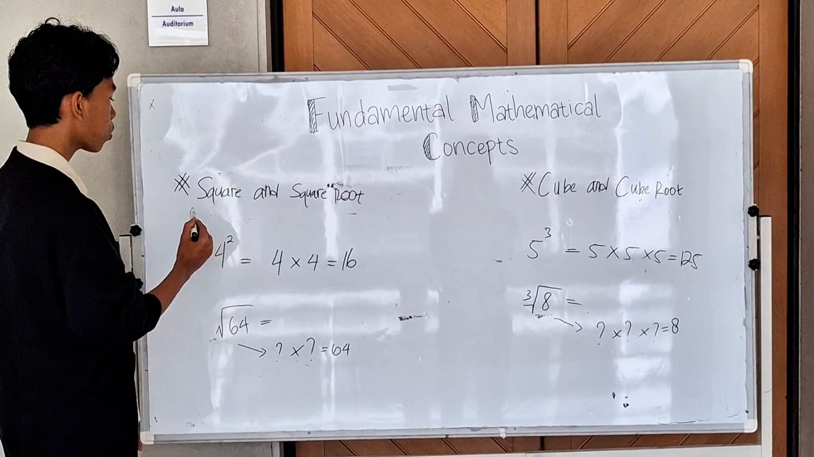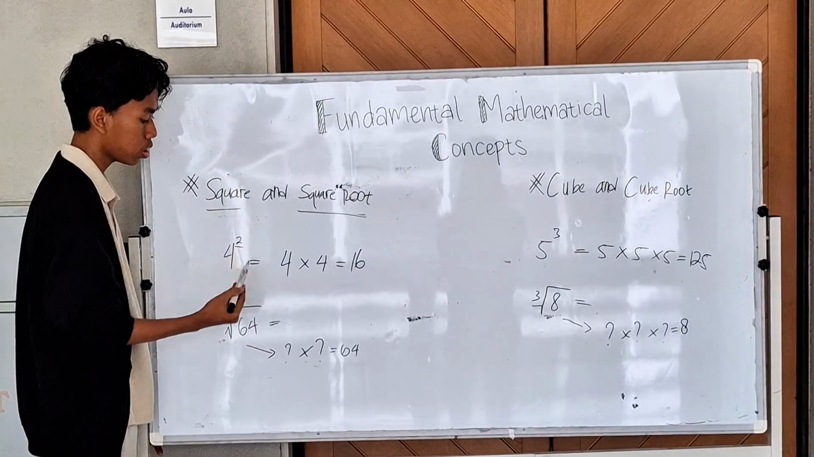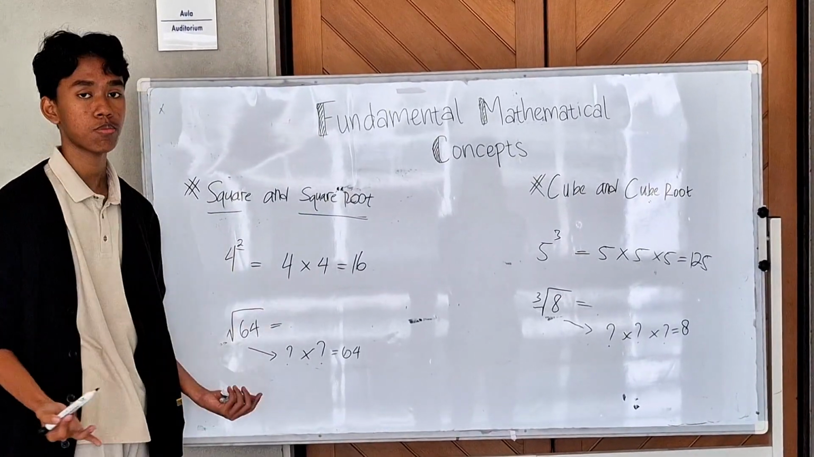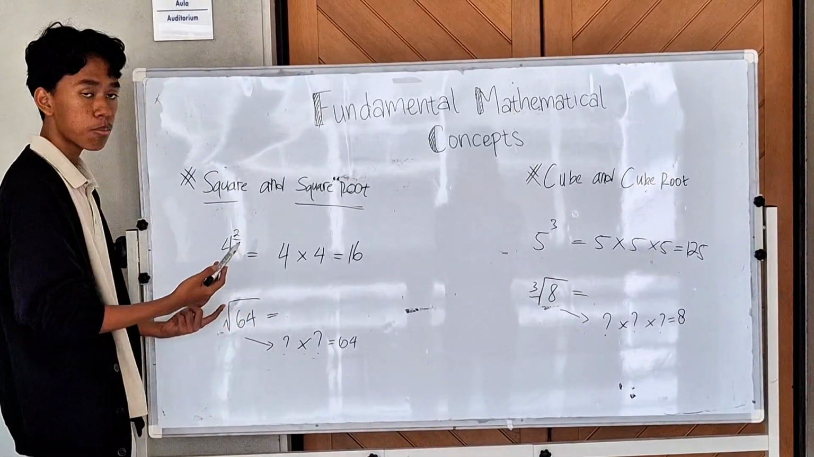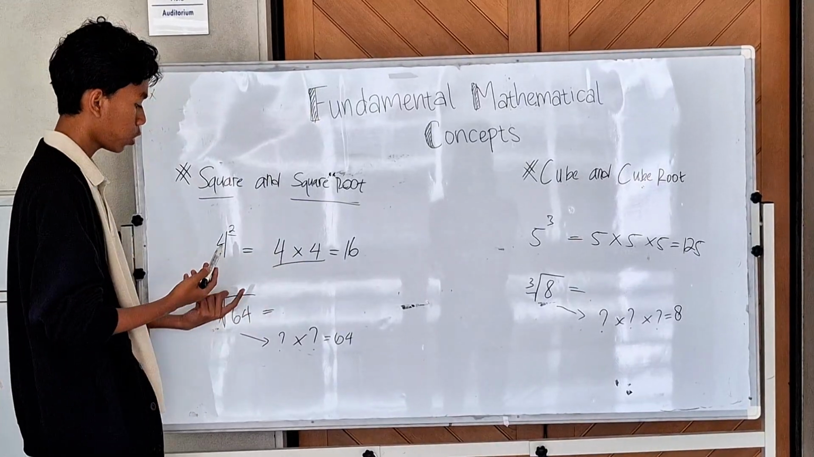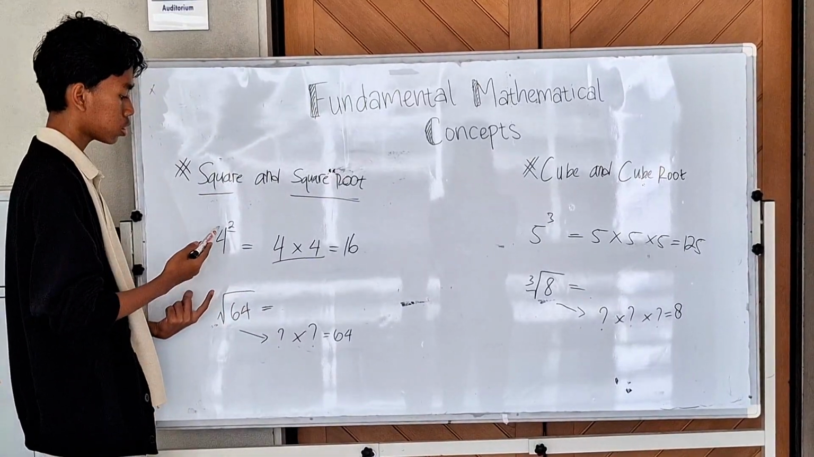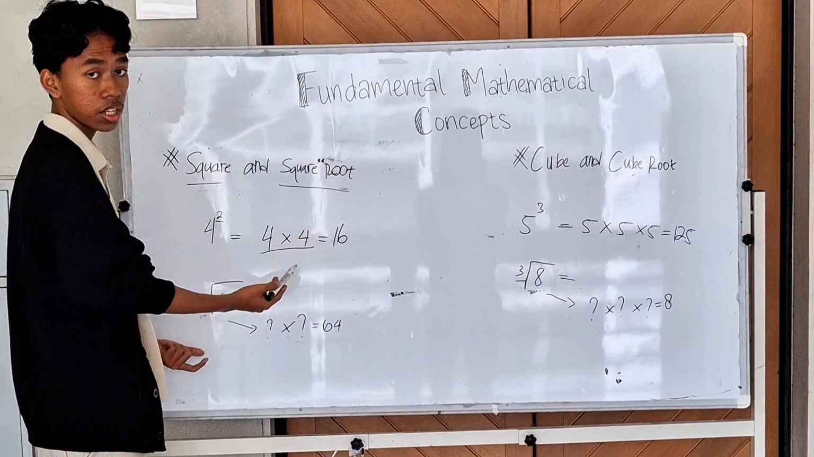Next, we learn about square and square root. Have you seen a number with this symbol? It means it's a square number. And what does square number mean? It means the number multiplied by itself 2 times. So if we have 4 squared, it means 4 times 4 equals 16.